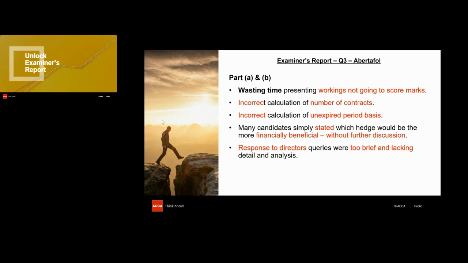Now, the responses to the directors' queries, the three directors had three queries. They were too brief, there was no detail, there was no analysis, and they were put across in a very generic way. There was no link to the context, no link to the environment, no link to the scenario.